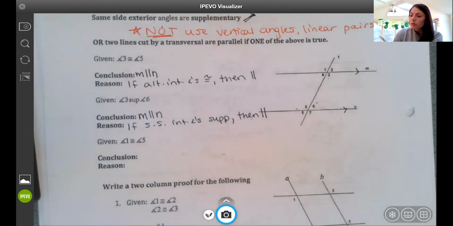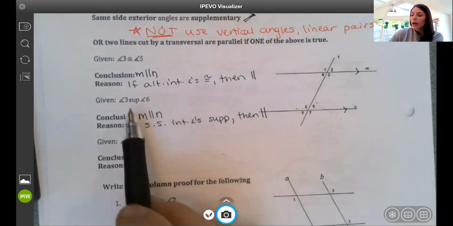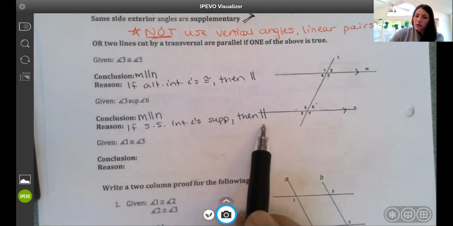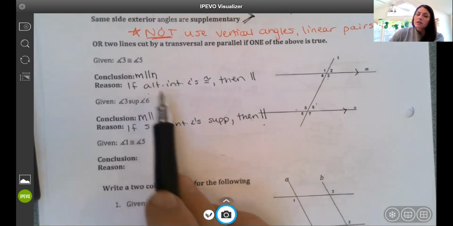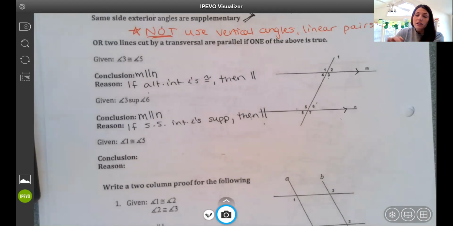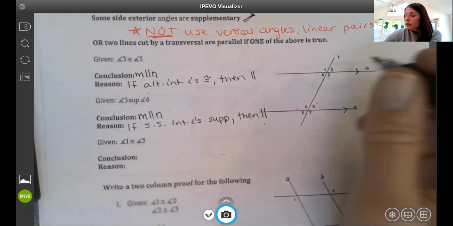Okay. And think about the order, like what do you have here? I have angles, so I'm saying parallel. If I had parallel, and so then I wanted to say some angles were congruent, that's when it would be flipped around and the if-then would go the other way. Last one is 1 and 5.